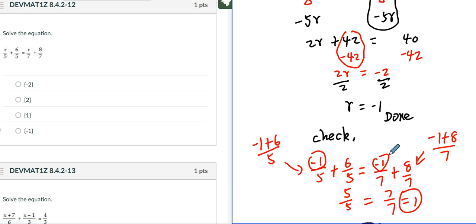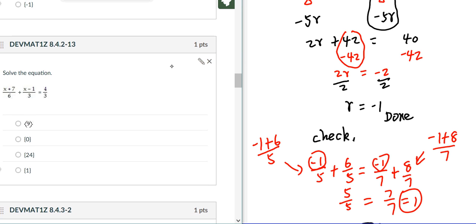Right-hand side is similar. We replace again this r with negative 1 here. And then 8 minus 1 is 7 here. Denominator is 7, so we got 7 divided by 7 is 1. So the answer you can actually check. r equals negative 1 is the correct answer.